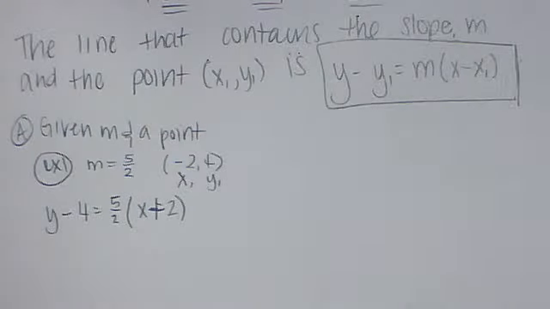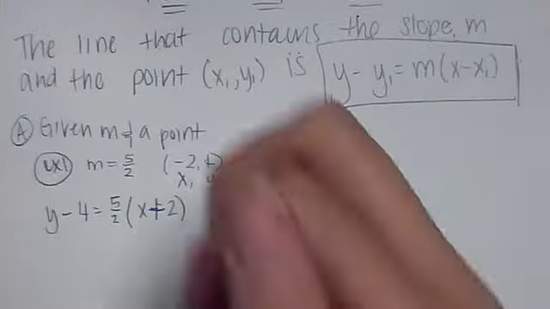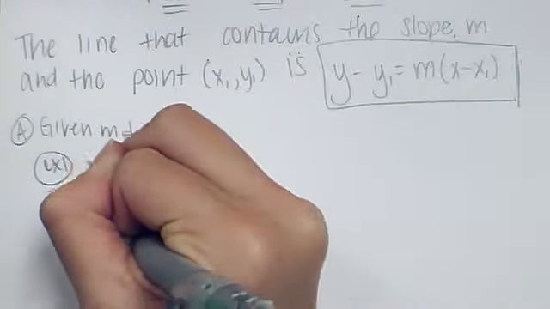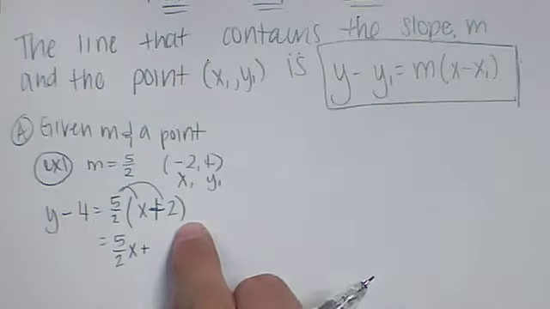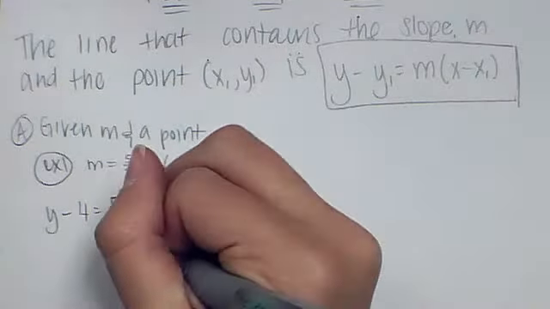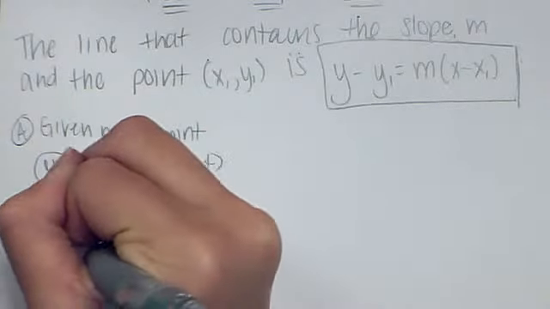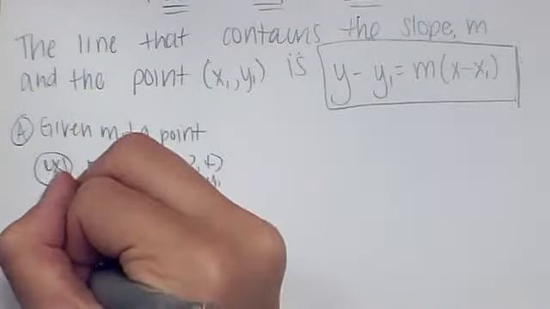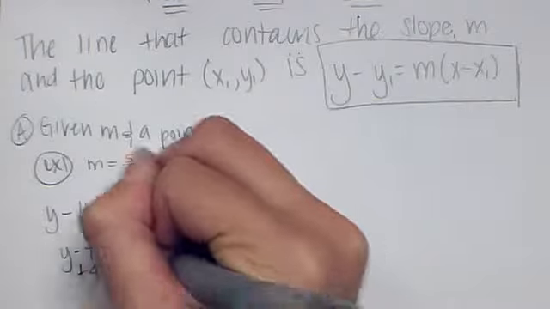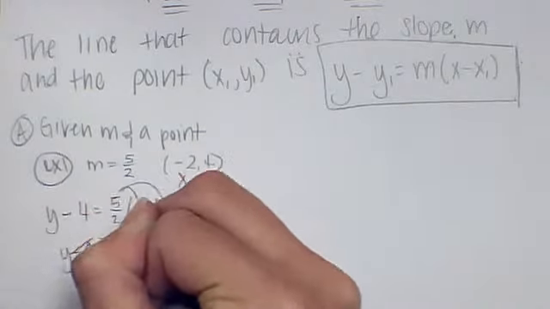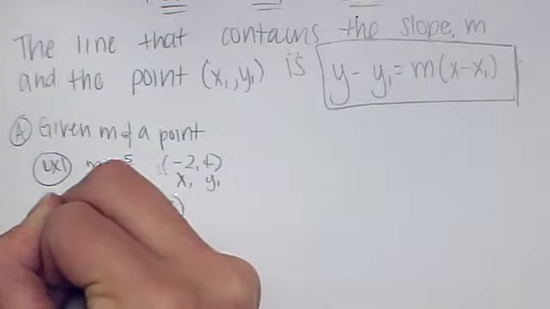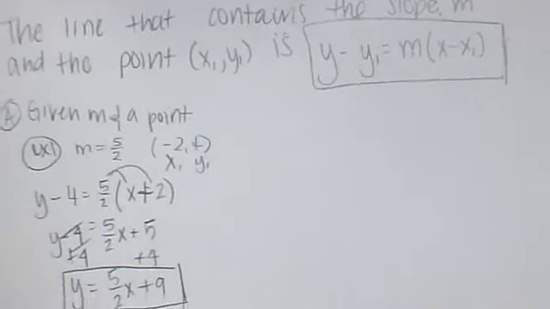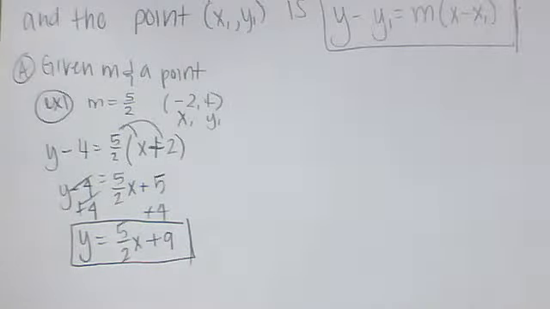And now I have to solve this so that y is by itself. The first step is to distribute the 5/2. So I have 5/2x plus 5/2 times 2. You can do that on your calculator or use common denominators to multiply across and get 5. And then to get y by itself, I'm going to add the 4 to both sides so that y is by itself, and I have 5/2 x plus 9. And that's how I complete one problem.